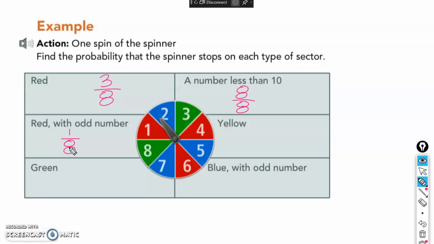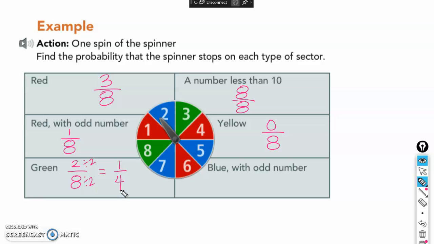Now we're looking at yellow. Well, if we look at our spinner, we see it has red, blue, and green, but no yellow. So 0 out of 8 are yellow. Now we're looking at the probability of green. We see that we have 2 sectors out of 8 that are green. We can simplify that by dividing those by 2. So that will simplify to 1/4 of the sectors on the spinner being green.